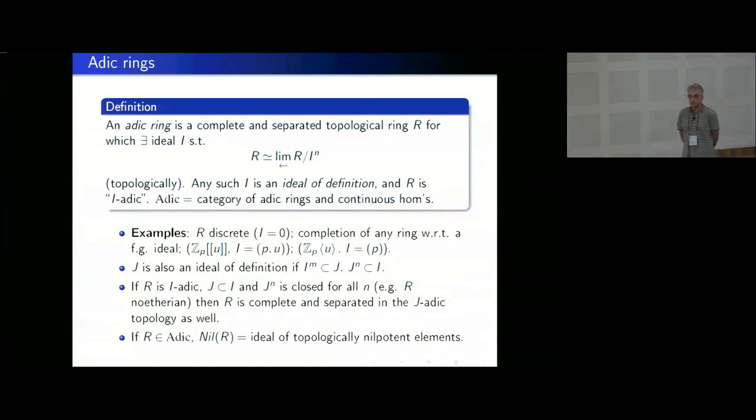You can take the polynomials over Z in P and U, and you complete it either with respect to the ideal generated by P and U, and then you get the power series, or you can complete it only under the powers of the ideal P, and then you get the power series whose coefficients go to 0. Observe that the first ring is also a p-adic ring. It also carries a different topology. It's also complete in the p-adic topology.